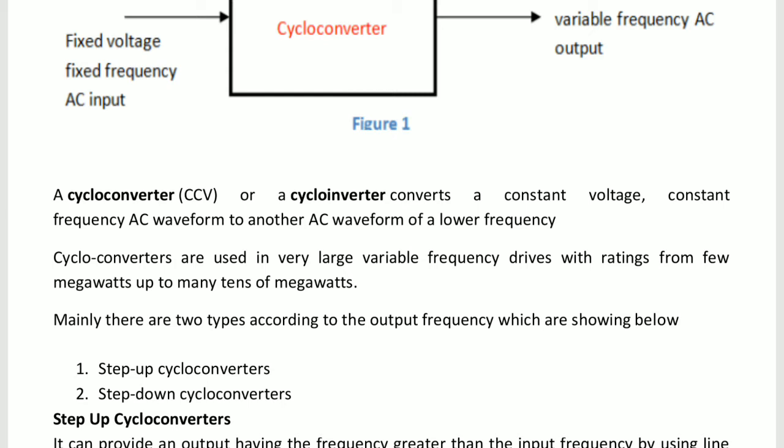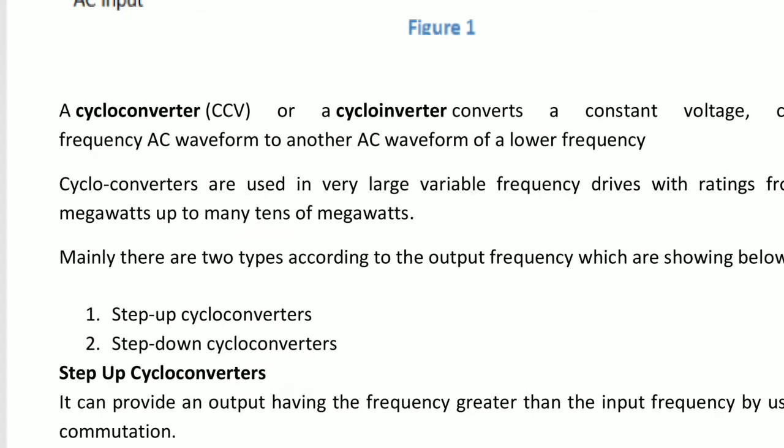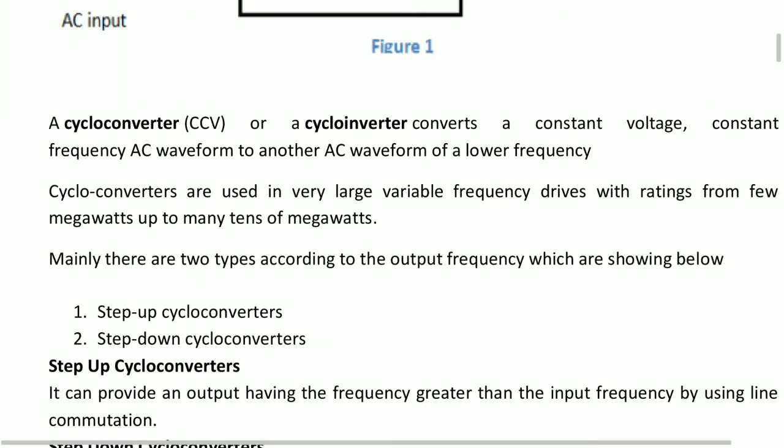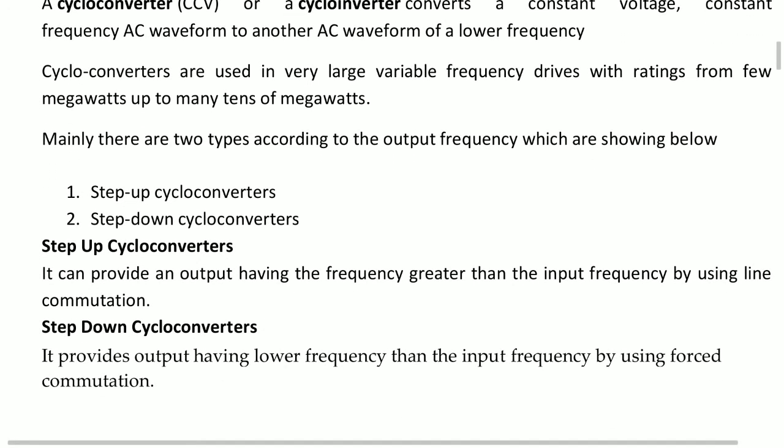So we will see the types of cycloconverters. There are two types, according to the output frequency, as shown below. That means there are two types of cycloconverters depending upon the output frequency, like I have told earlier: step up cycloconverters and step down cycloconverters. Step up means it will increase the frequency at the output side, and step down means the frequency at the output side is lower than the input frequency of the AC waveform. So from the definition we can make this clear.